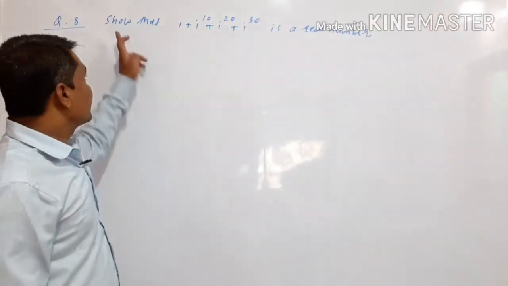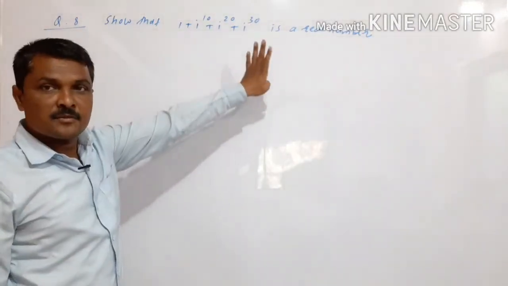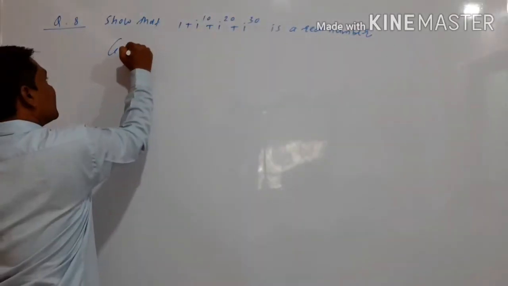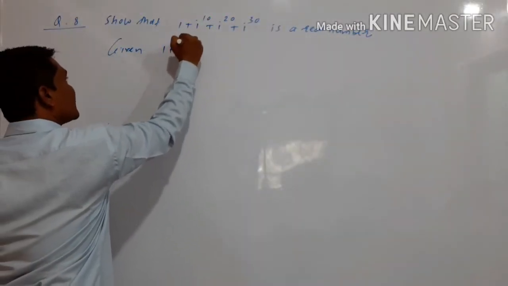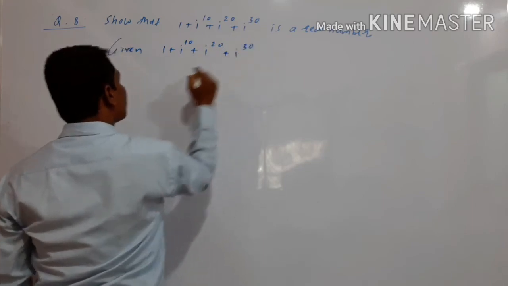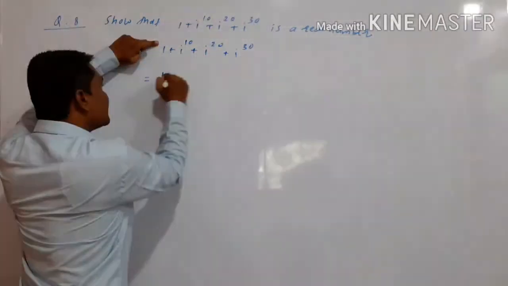Question number 8. Show that 1 plus I raised to 10 plus I raised to 20 plus I raised to 30 is a real number. What we have given? 1 plus I raised to 10 plus I raised to 20 plus I raised to 30, and we have to prove that it is a real number.